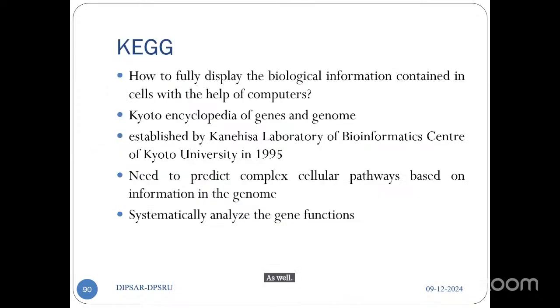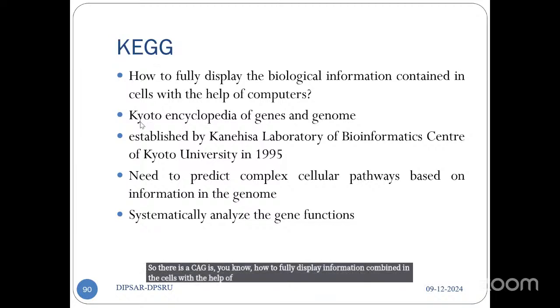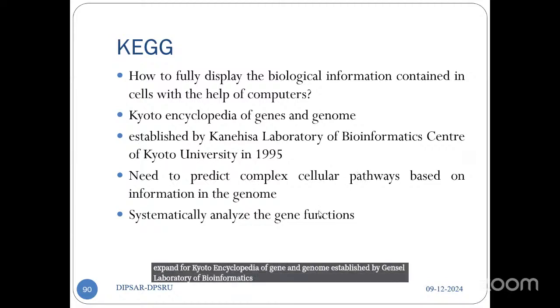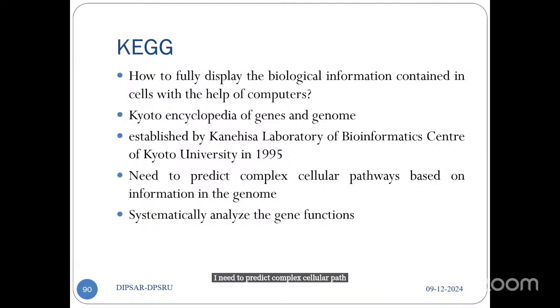So there is KEGG. KEGG is about how to fully display information combined in cells with the help of a computer. KEGG stands for Kyoto Encyclopedia of Genes and Genomes, established by the Cancer Laboratory of the Bioinformatics Center of Kyoto University in 1995, and it is used to predict complex cellular pathways based on information in the genome.